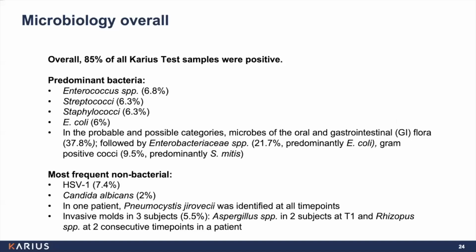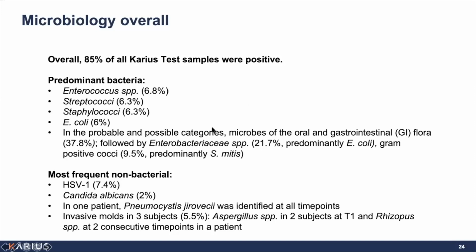And if we look specifically at those organisms detected in the probable and possible categories, or in other words, what kind of organisms did Karius tests detect that were missed or not seen by standard microbiological tests? Well, those were microbes of the oral and gastrointestinal flora in 37.8% of cases, followed by Enterobacteriaceae in 21.7%, predominantly E. coli again, and gram-positive cocci such as strep mitis.